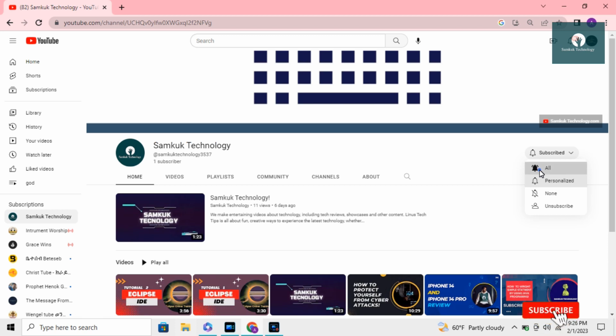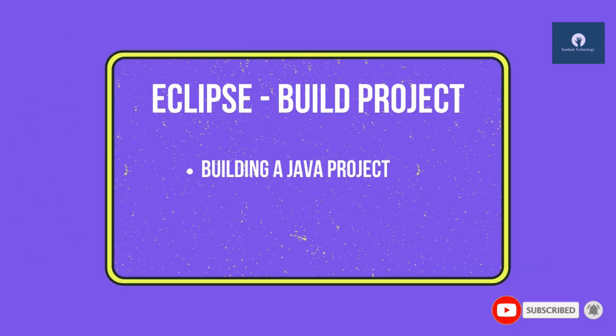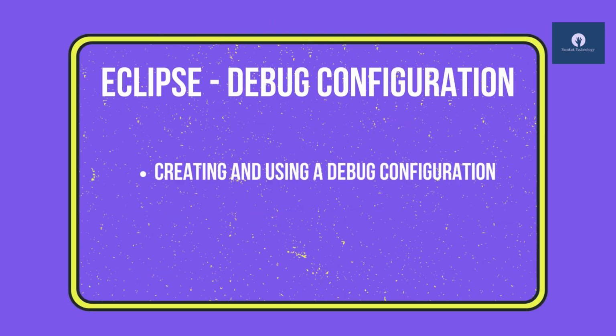Today we will continue tutorial 10. Now we will see the topic about Eclipse build project, whose subtitle is building a Java project, and the next topic is about Eclipse debug configuration. This topic's subtitle is creating and using a debug configuration.